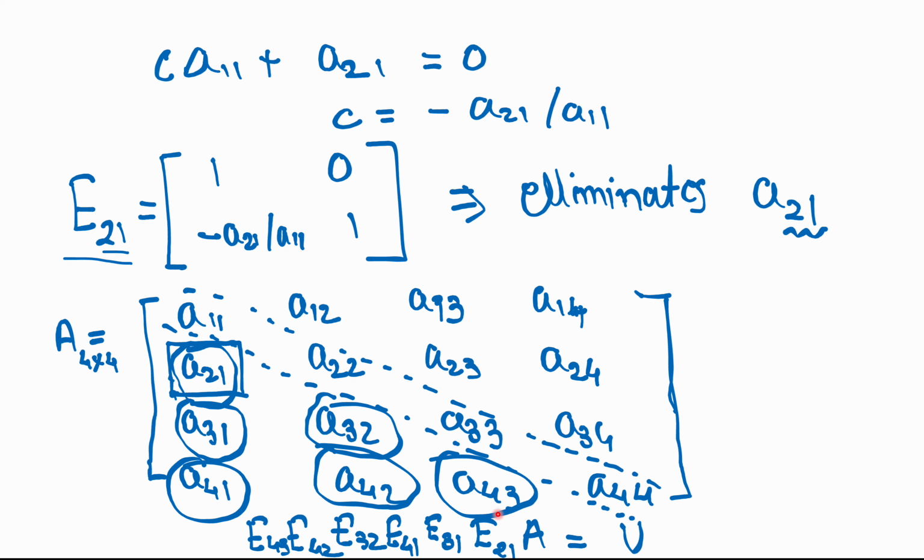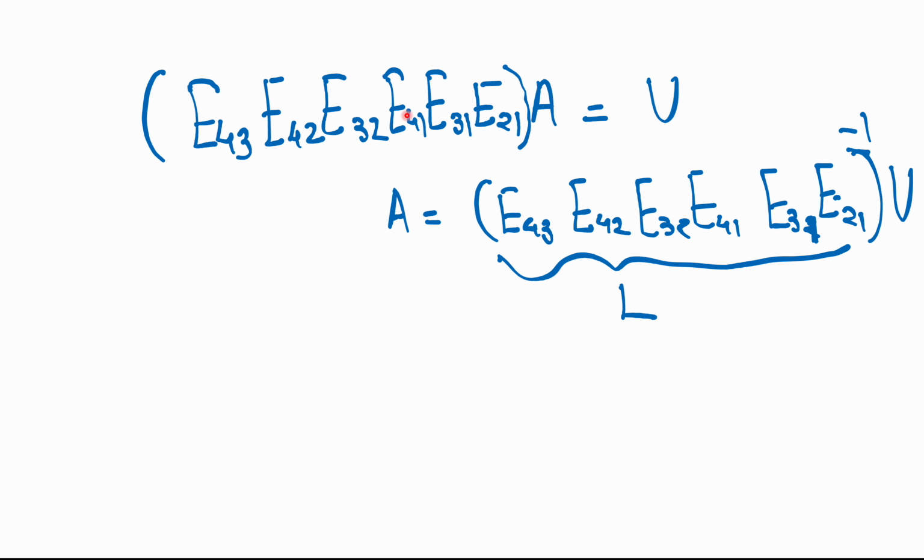And we saw how we took all these matrices to the right by taking their inverses, and that will be the lower triangular matrix.